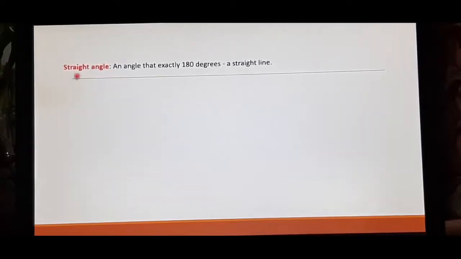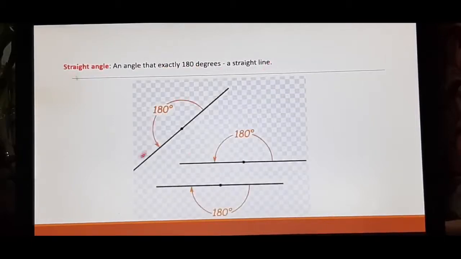Next one is straight angle, an angle that has exactly 180 degrees. So exactly 180 degrees, and it is a straight line. Whenever you see any straight line, see, this is one straight line and this is a 180 degree angle. This is also one straight line, so this is a 180 degree angle. This is a straight line. This angle is 180 degrees. So an angle on a straight line is a straight angle.